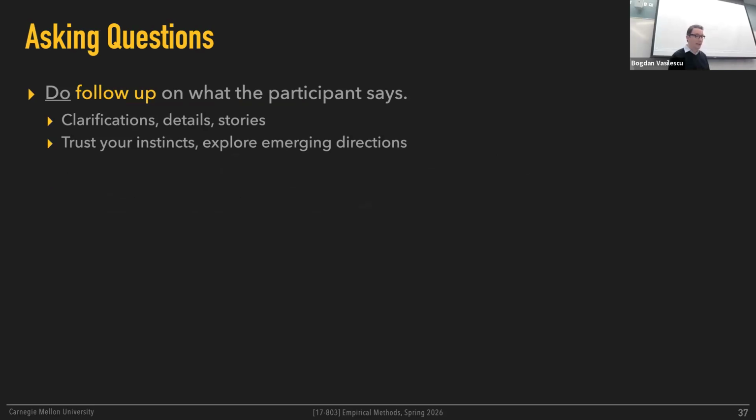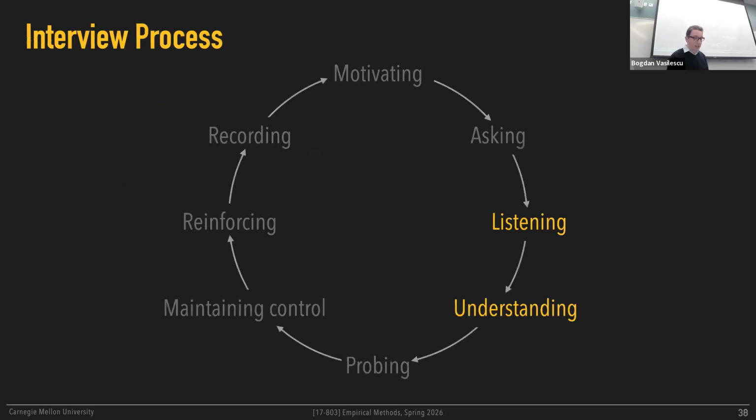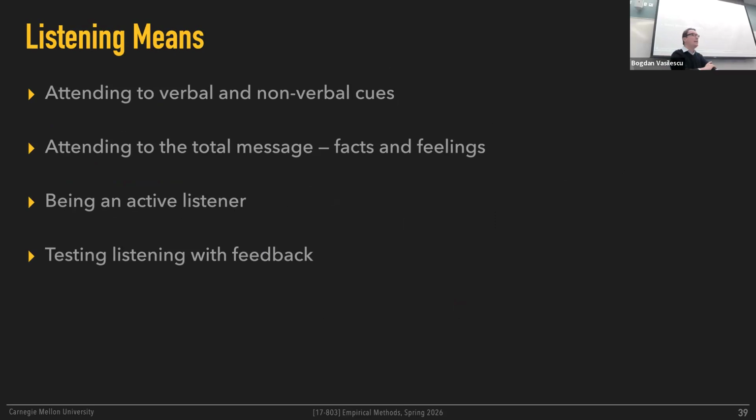Yeah, ask follow-ups. This is really what the interview is useful for, as much as possible. Trust your instincts, explore emerging directions as they occur. We talked about reconstruction and not memory. In general, avoid relying on people's memory as much as possible, because memory is unreliable. It decays with time, et cetera. So just avoid relying on memory is the important bit here. Concrete details.